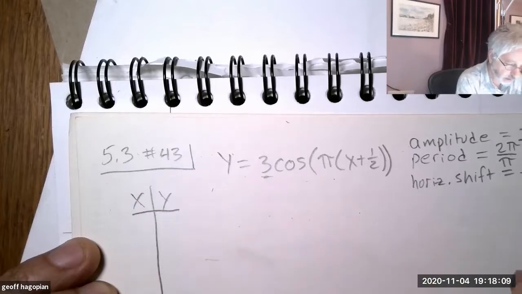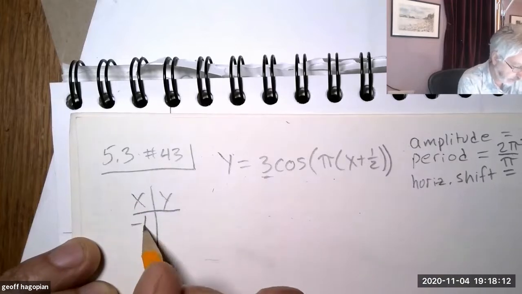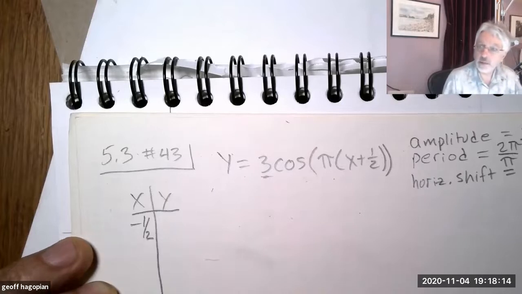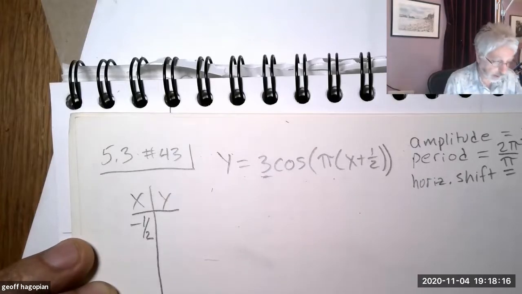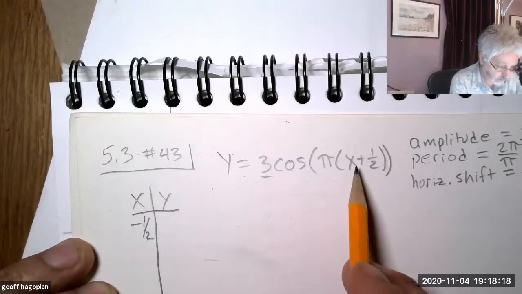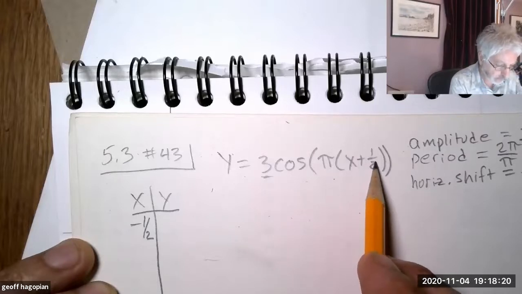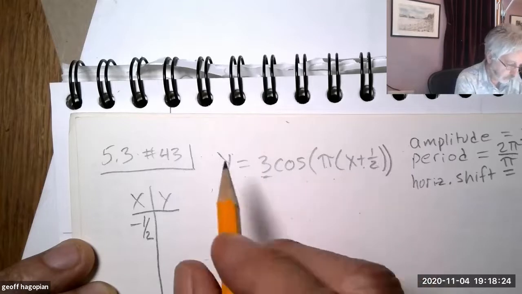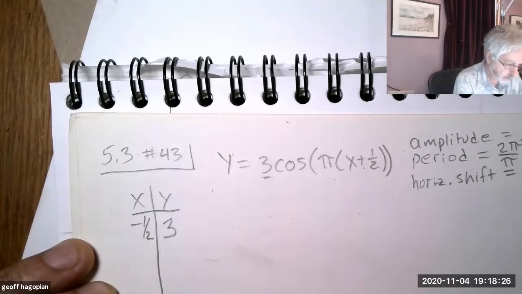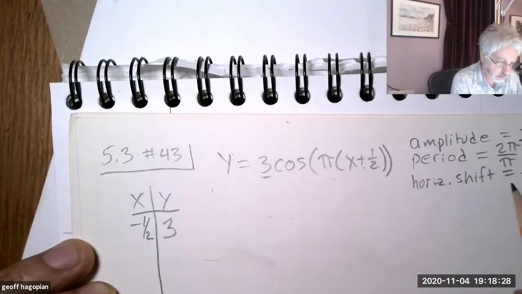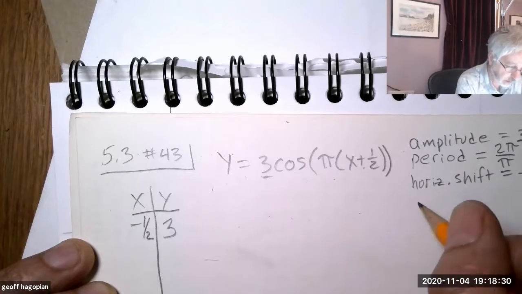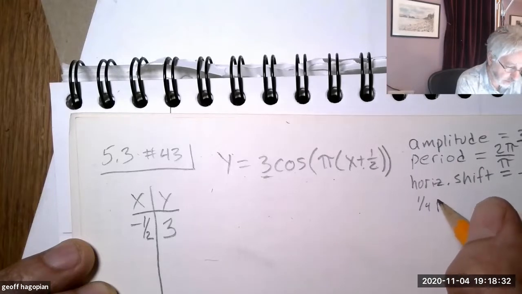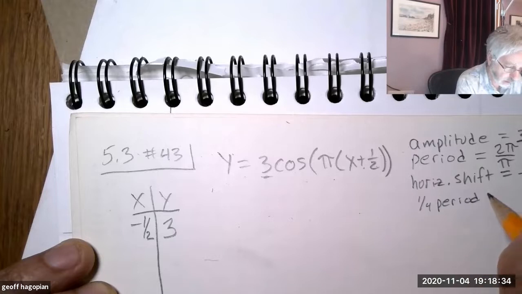So when x is -1/2, what is y? Well, it's going to be -1/2 plus a half is 0. Pi times 0 is 0. Cosine of 0 is 1. And 3 times 1 is 3. So then what's a quarter wavelength? Maybe I should say, a quarter period, if you like, is 1/2.